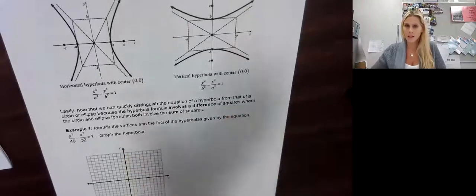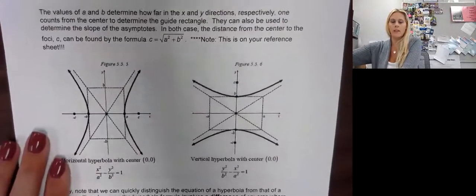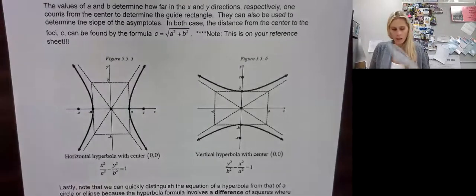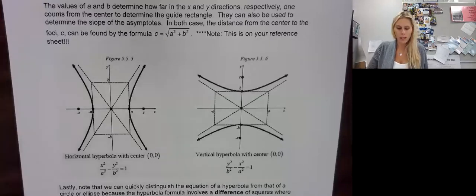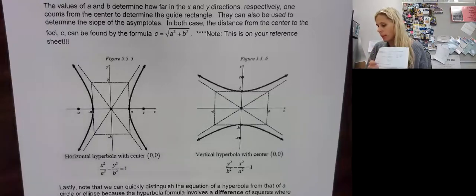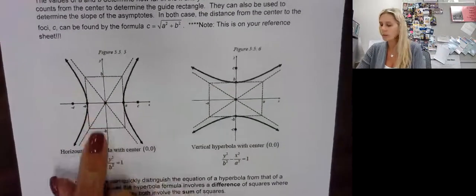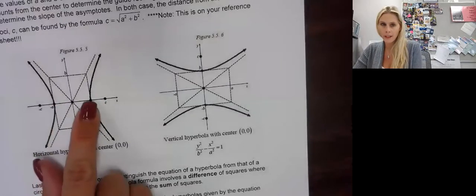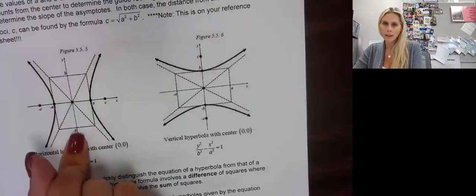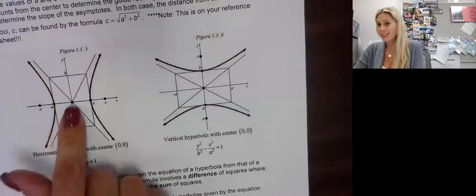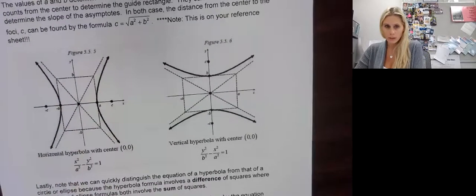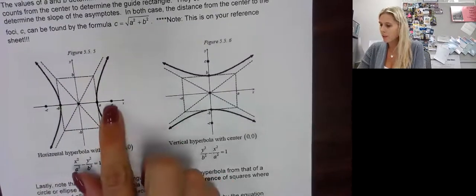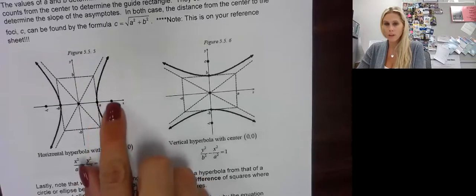So let's break this down. Let me put this down straight so we can see. We have our horizontal hyperbola, having x squared over a squared minus y squared over b squared. This is our horizontal one. As you can see, we have our vertices, and a and b help us with the height of that rectangle, which helps us with our asymptotes. And c, of course, is the distance from the center to the foci.